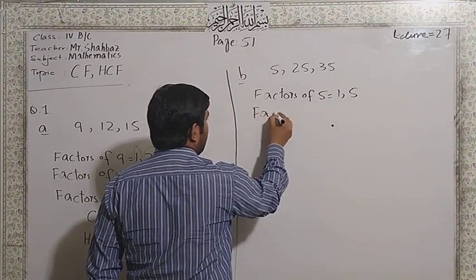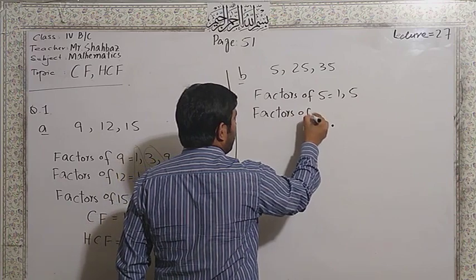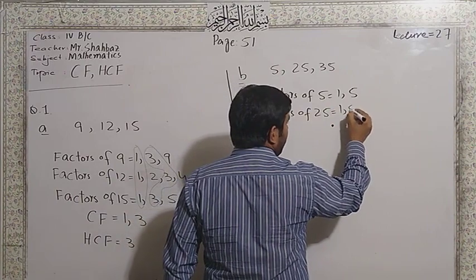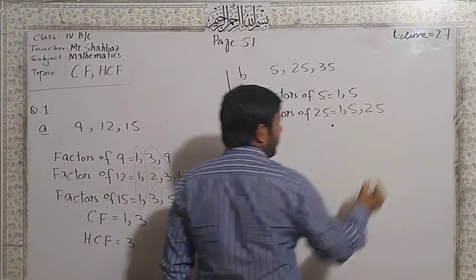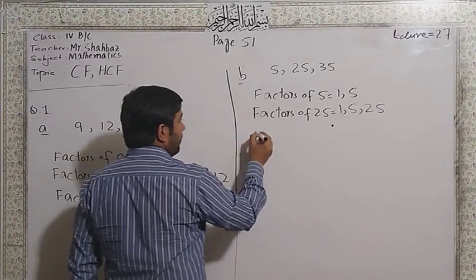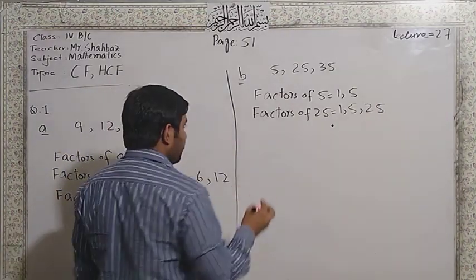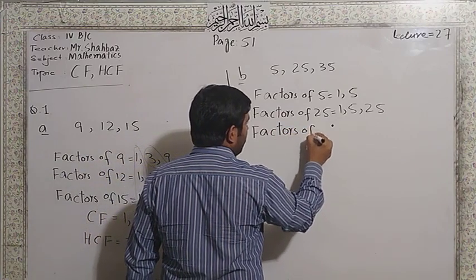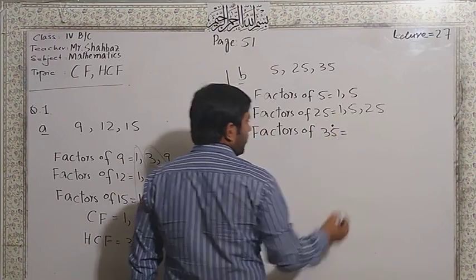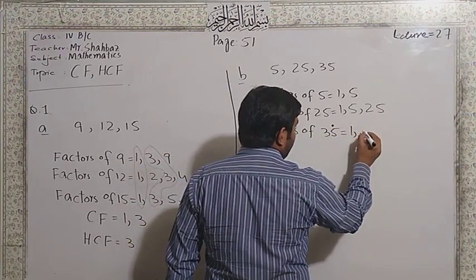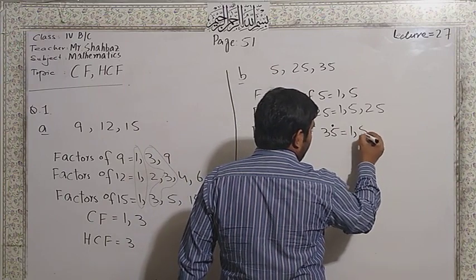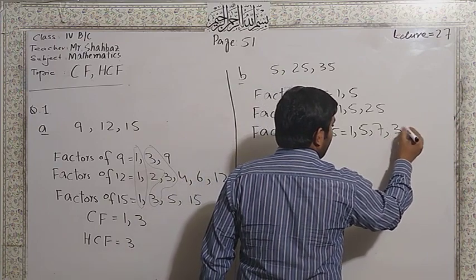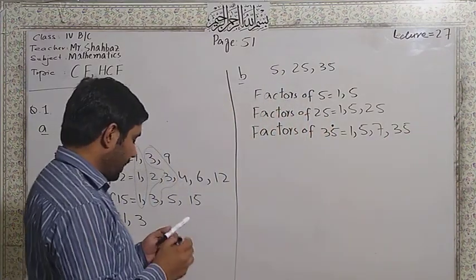And then you have to write factors of 25. 1 25 is 25, 5 5 is 25, and 25 1 is 25. These are the factors, and then you have 35. So 1 is always, and then 5 7 is 35, 7 5 is 35, and 35 1 is 35. These are the factors of this number.